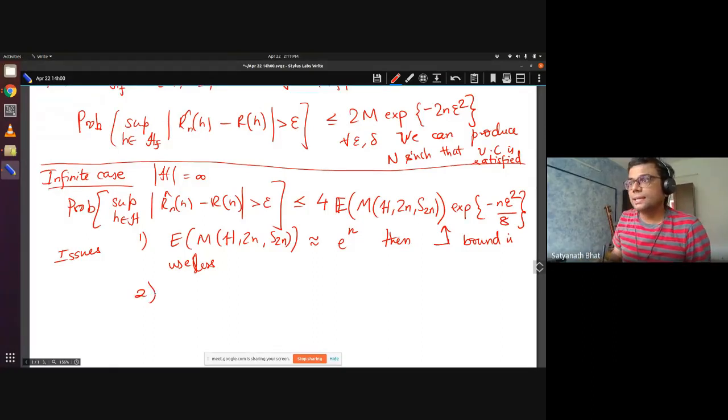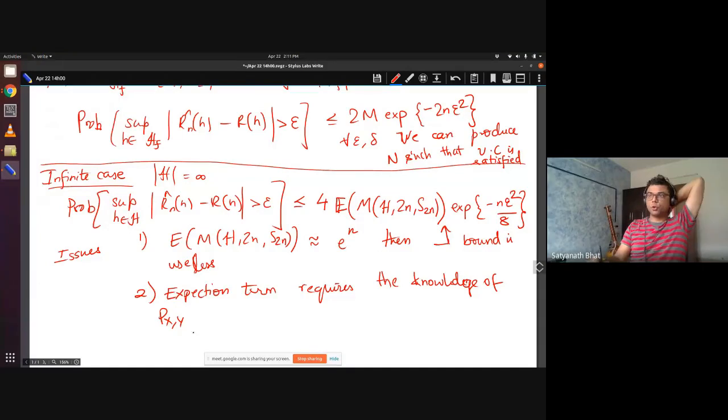Secondly, the expectation term requires knowledge of the joint distribution P_XY. How do you take an expectation if you don't know the underlying distribution? If we knew this, then we already know what to do. We had our Bayes classifier. We could have done something much better. We didn't even have to come to this entire world. We didn't need samples. Nothing was necessary if the underlying joint distribution was known. So these two things are the problem.